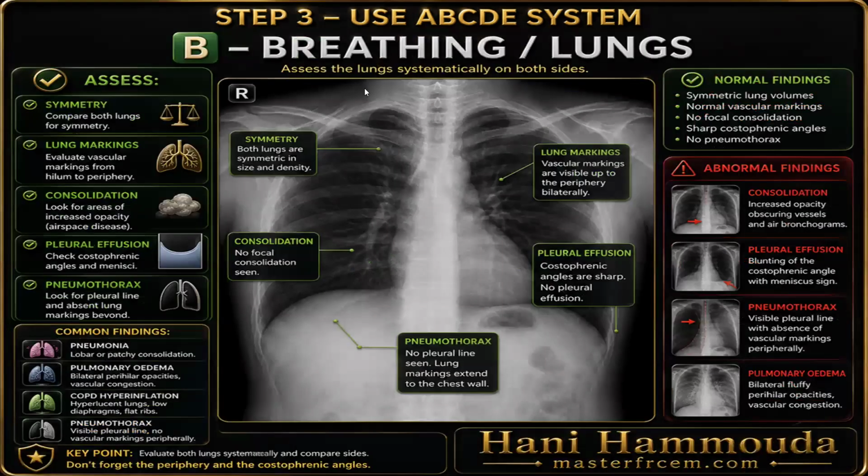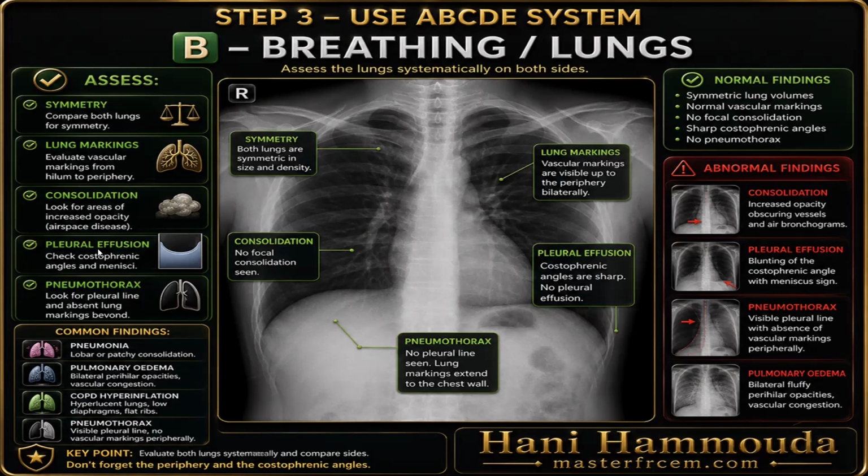Regarding the breathing, we're basically checking for the symmetry of both lungs, and the size, which should be similar. The lung markings should go from the center all the way to the peripheries on both sides. Then you check for any abnormalities on the lung fields, like consolidation or any opacity. In this X-ray, you don't see any obvious opacity.